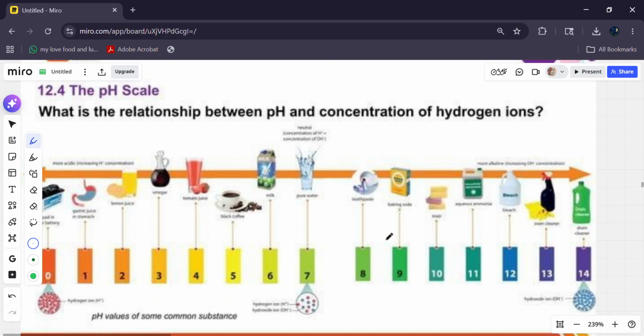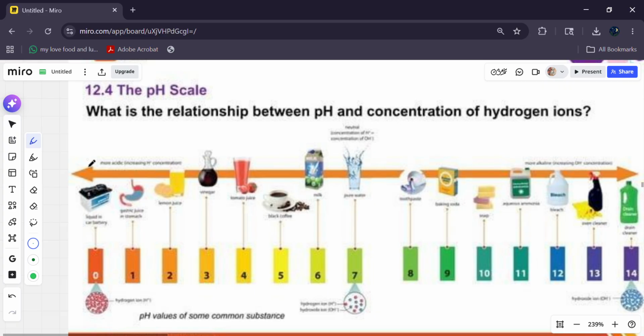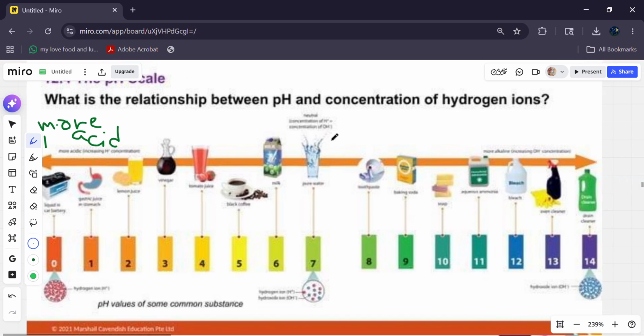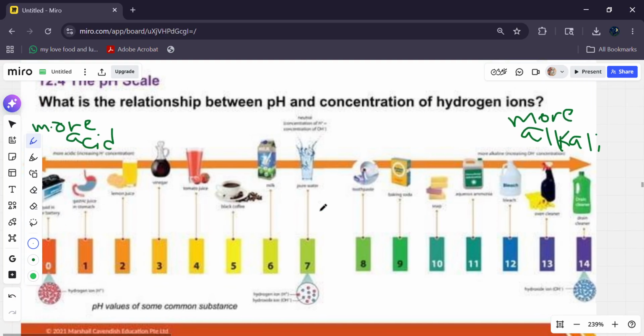Now in this diagram, I don't know if you can see the text, if it's clear, but you can notice that 0 means that it's more acidic. While numbers that are higher, close to 14, are more alkaline. Now, just right in between 0 and 14, at 7, we have neutral.